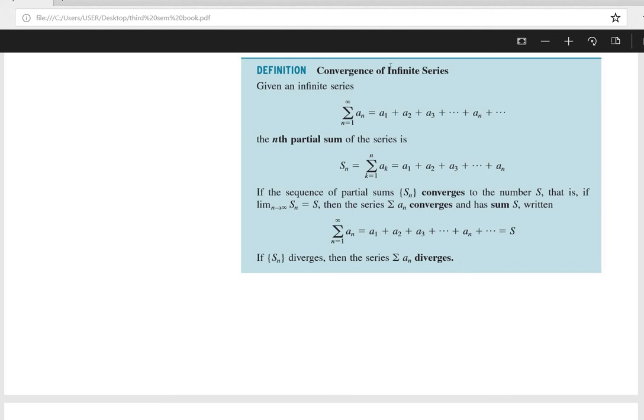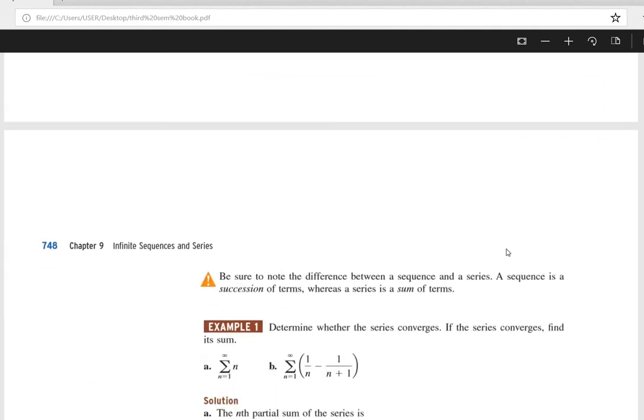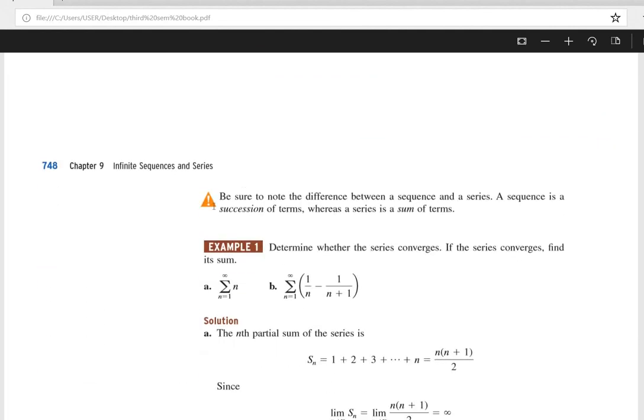Right? So, this is the relation between the sequence of partial sums and our series. If the sequence of partial sums converges and has a sum S, then we will say that the series also converges and the limit is S. Right? So, this is a note.